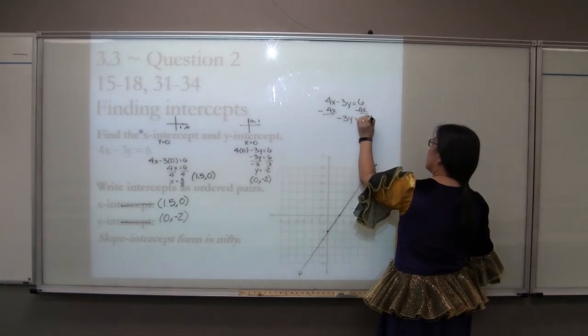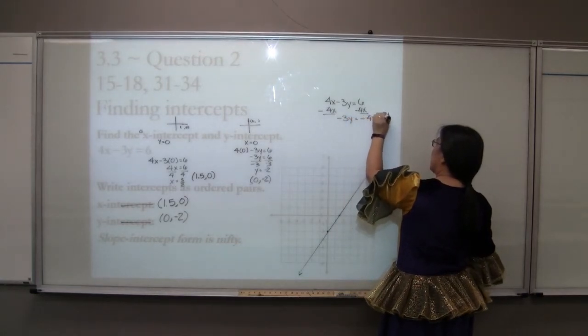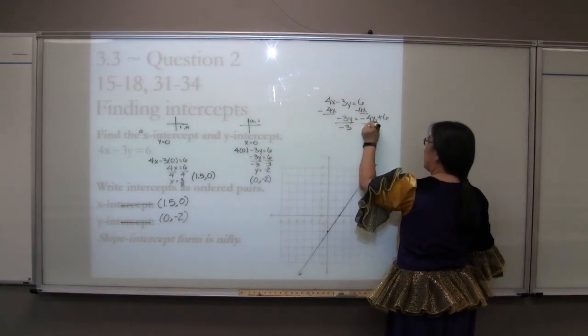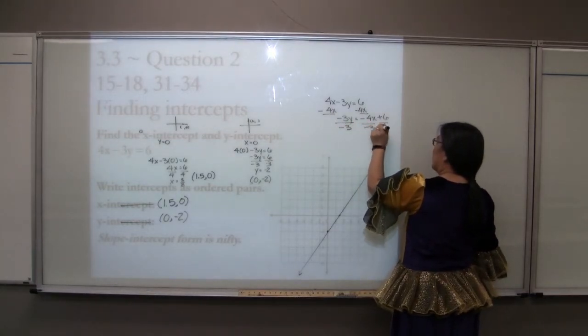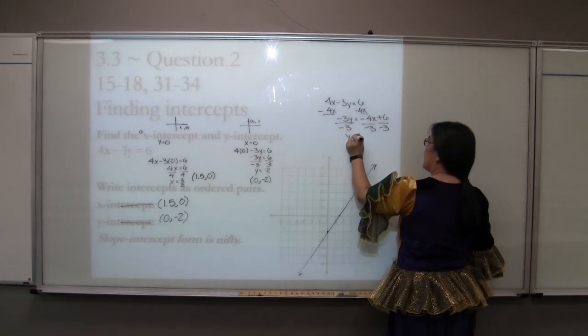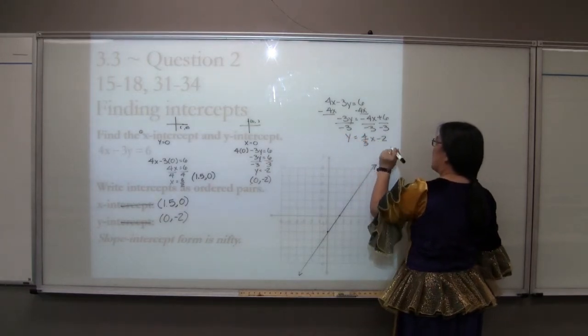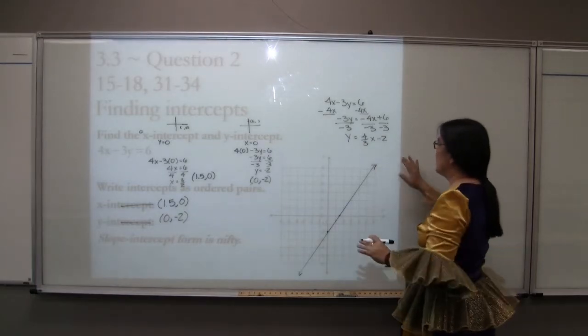And we want our x's first and our plain old numbers second because we want descending order by degree. Divide everything by -3. And reduce, reduce, and reduce. Now, this is slope-intercept form.